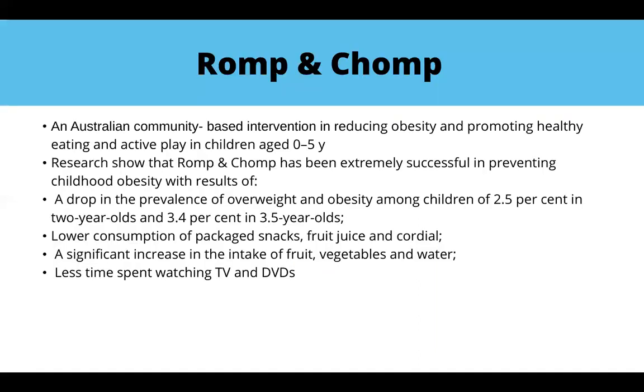Romp and Chomp. Romp and Chomp is an Australian community-based intervention in reducing obesity and promoting healthy eating and active play in children aged 0 to 5 years. Research shows that Romp and Chomp has been extremely successful in preventing childhood obesity, with results of drops in prevalence of overweight and obesity among children, lower consumption of packaged snacks, fruit juice and cordial, a significant increase in the intake of healthy foods, and less time spent watching TV and DVDs.